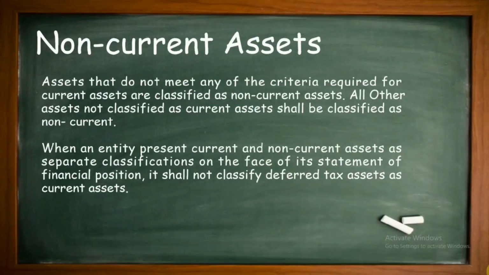Non-current asset. Assets that do not meet any of the criteria required for current asset are classified as non-current asset. All other assets not classified as current asset shall be classified as non-current. When an entity presents current and non-current asset as separate classification on the face of its statement of financial position, it shall not classify the deferred tax assets as current asset.